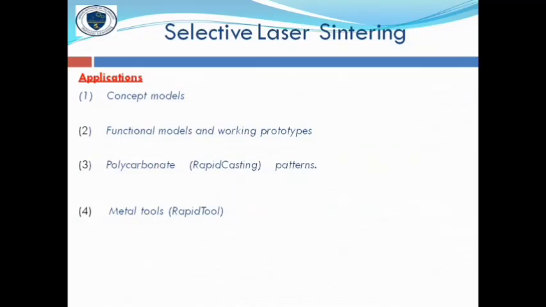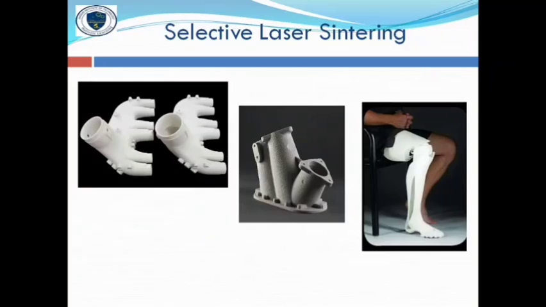The polycarbonate is ideally suited for designs with thin walls and also for fine features. At last will be the metal tools. This one is used for the direct rapid prototyping of the tools to make the mold and also for short production runs. So that's where the explanation gets over.